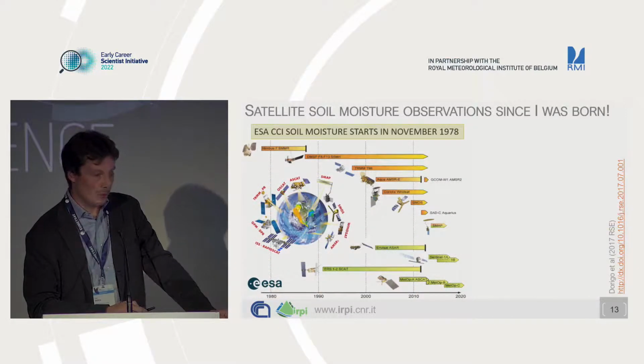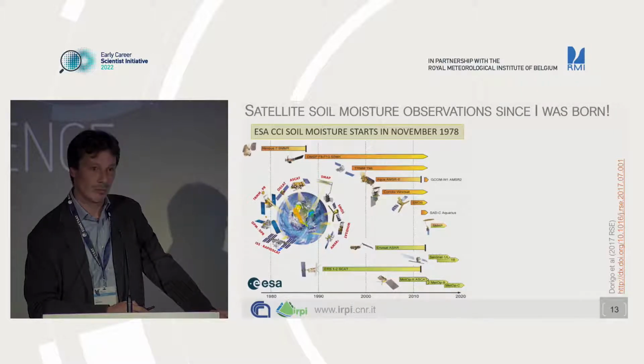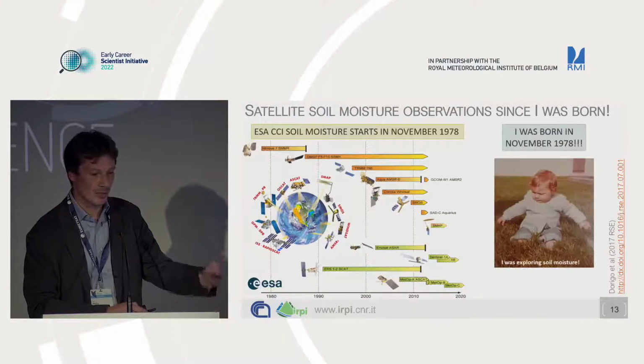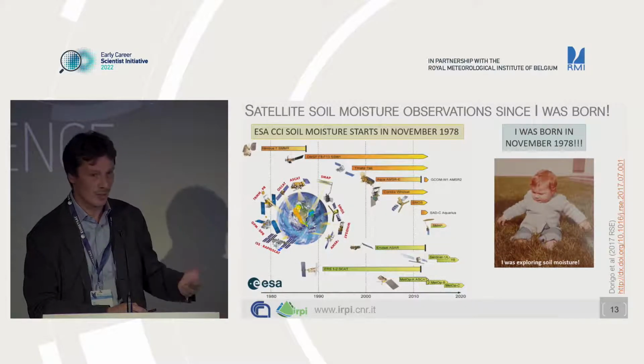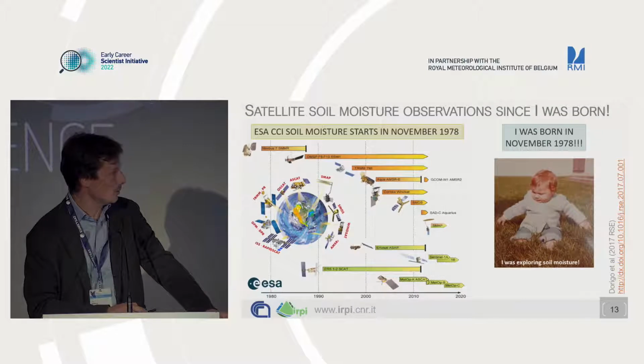So soil moisture data starts in November 1978. It's probably one of the most robust variables that we have from space over land, except for vegetation. And actually, I also started my life in November 1978. So basically, you have soil moisture data since I was born, and already when I was young, I was exploring soil moisture. That's why probably this is my job, I don't know.